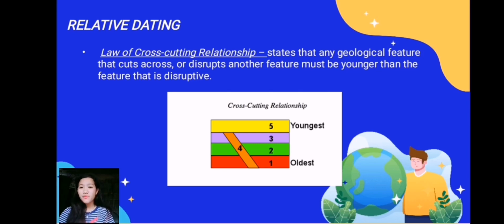So sinasabi dito na any geological feature that cuts across or sirain ang ibang feature must be younger kesa sa feature na nasira or nakat.